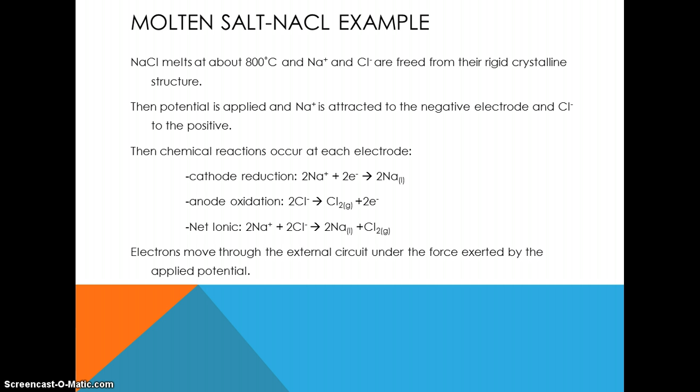In summary, molten salt electrolysis consists of a positive ion being attracted to the negative electrode, the cathode, and a reduction reaction occurring. A negative ion is attracted to the positive electrode, the anode, and an oxidation reaction occurs there.